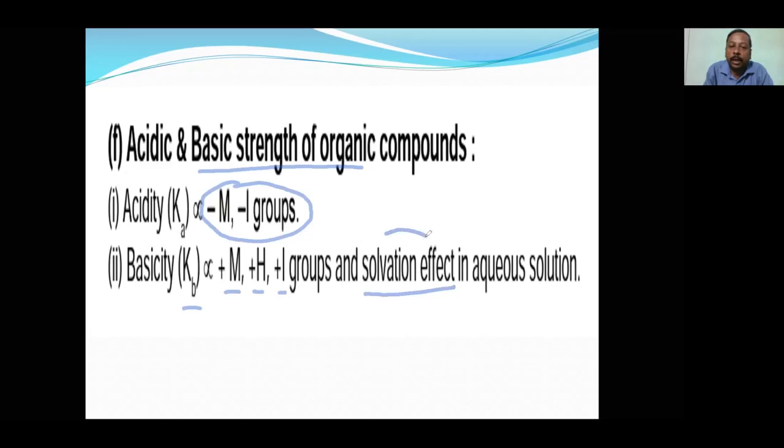Solvation means hydration only. In case of water, it is called solvation; with anything other than water, it is also a solvation effect. So simply remember: minus will increase the acidic strength, plus will increase the basic strength. So this is how we are going to do it in the questions.